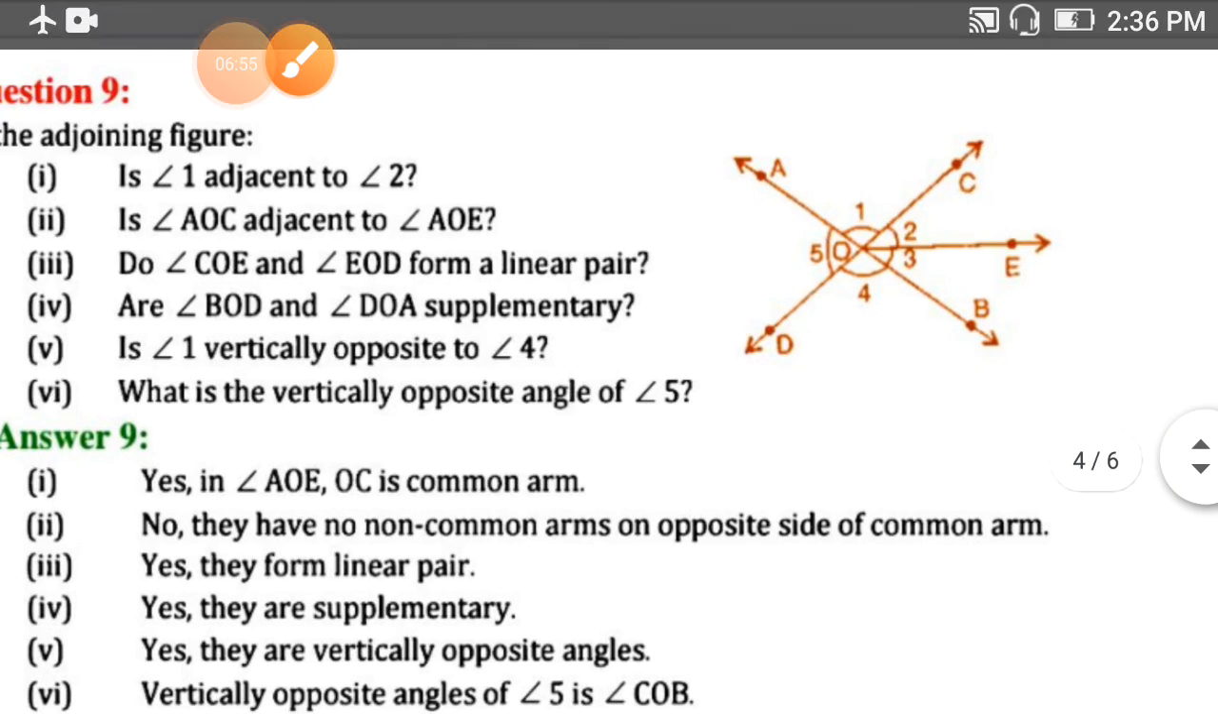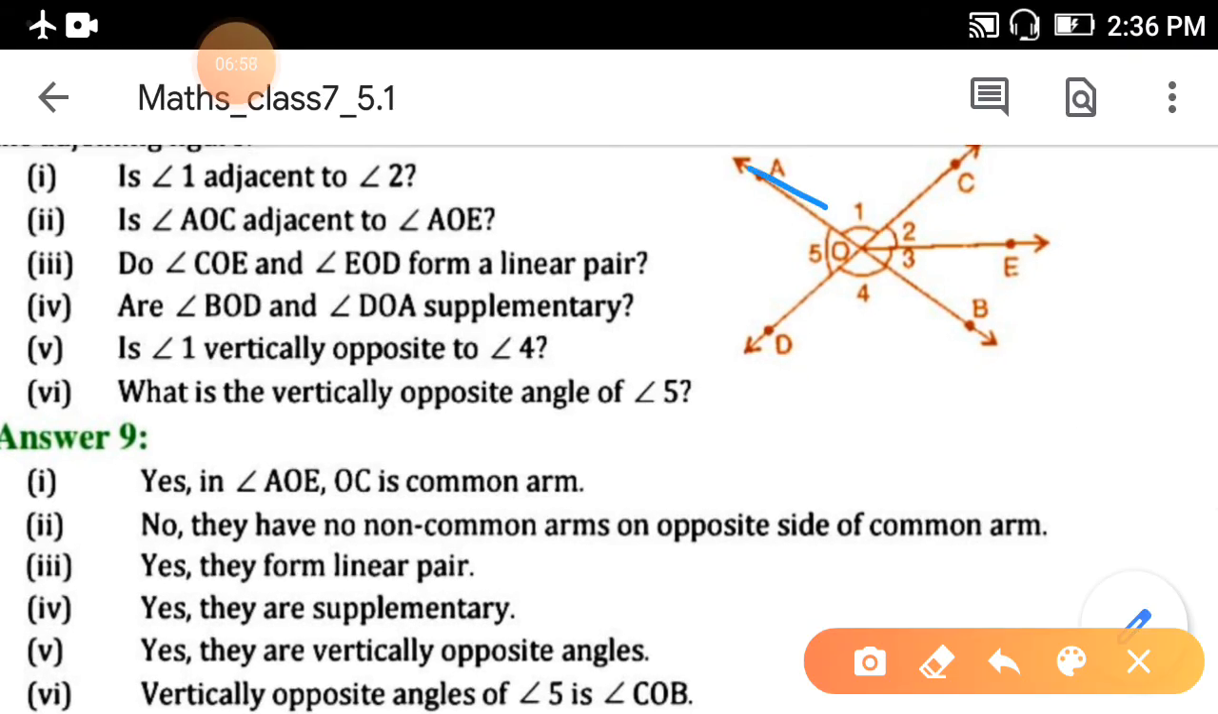Second one, AOC. Here A, O and C. Is it adjacent to AOE? No, both the angles do not have any common arm. So they are not adjacent angles.